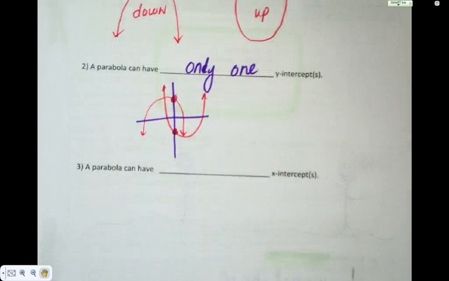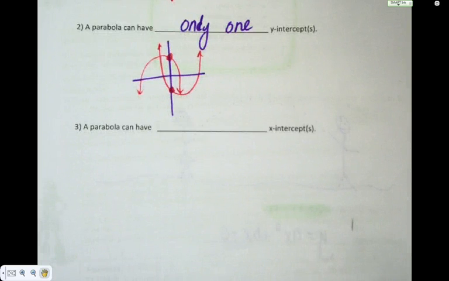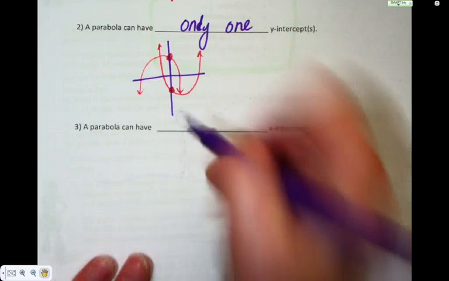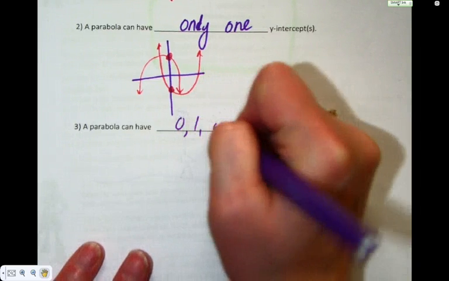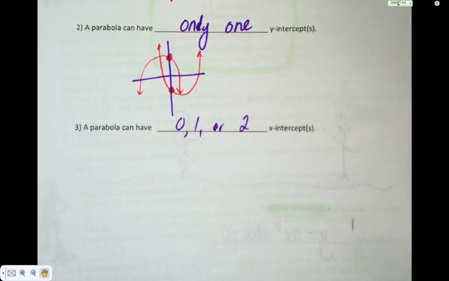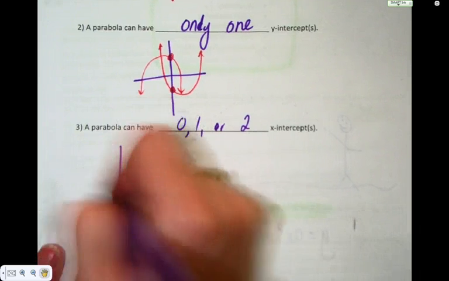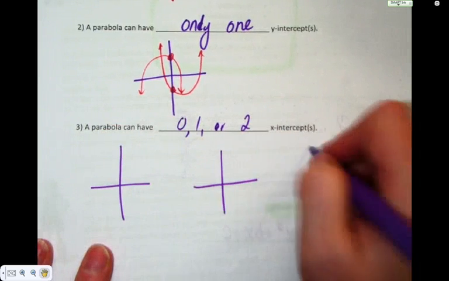What about x-intercepts? Well, this is what we did last unit. So how many different solutions can a quadratic equation have? 2 or 1 or none. Remember, that's what the discriminant tells us: how many roots, how many solutions, how many intercepts. So it can have 0, 1, or 2, unlike a line that can only have one. 0, 1, or 2 x-intercepts.